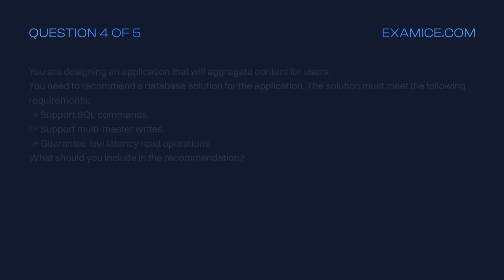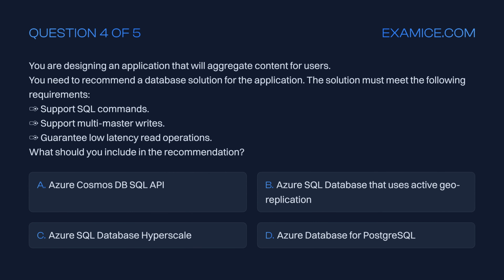Question 4. You are designing an application that will aggregate content for users. You need to recommend a database solution for the application. The solution must meet the following requirements: support SQL commands, support multi-master writes, guarantee low-latency read operations. What should you include in the recommendation? Option A, Azure Cosmos DB SQL API. Option B, Azure SQL database that uses active geo-replication. Option C, Azure SQL database Hyperscale. Option D, Azure Database for PostgreSQL.